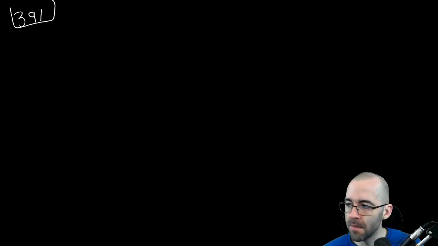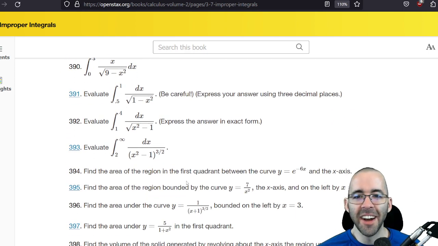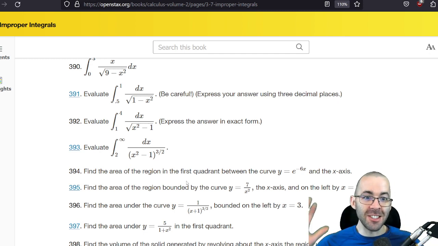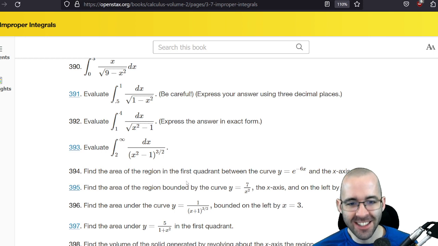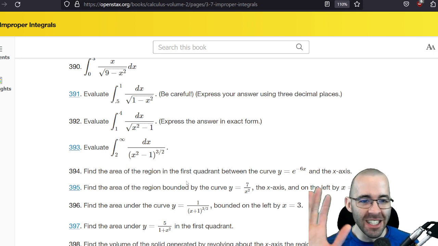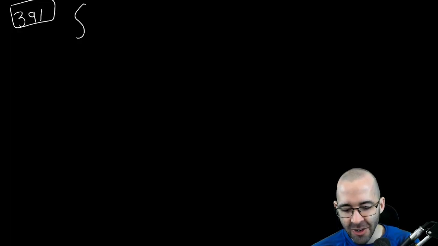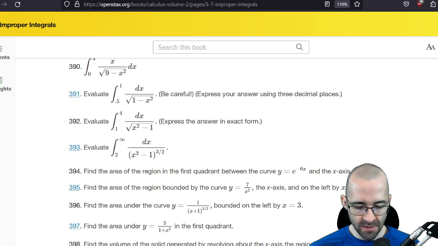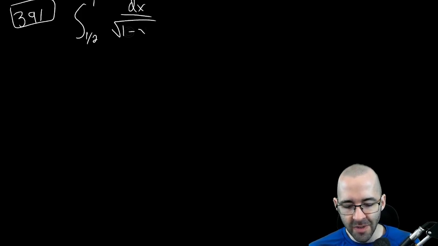391. So I just chose this one because I assigned it on the homework problems and I saw in parentheses, be careful. All right, so let's see what it is. Let's see if I fall for the trap. I don't know what the trap is, but it wants you to be careful. Evaluate the integral from 0.5 to 1. I'm going to write 0.5 as a half. I might regret it. Of dx over the square root of 1 minus x squared.